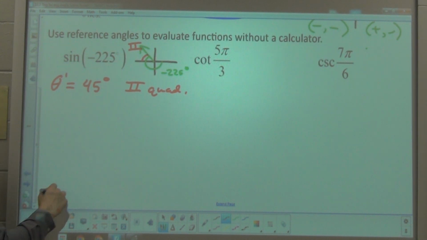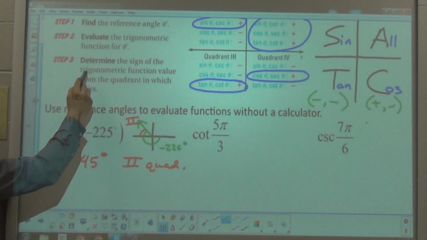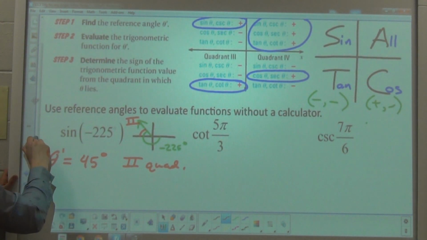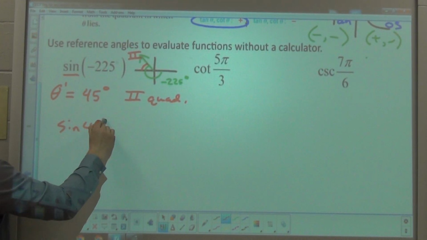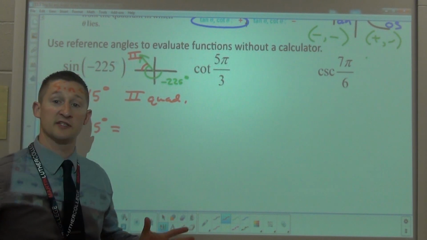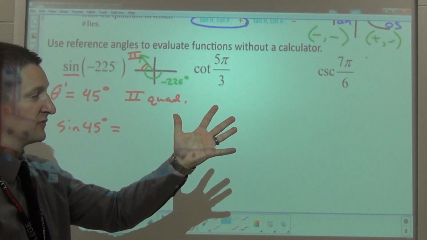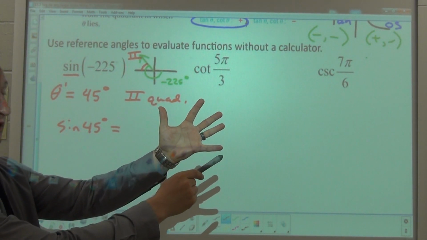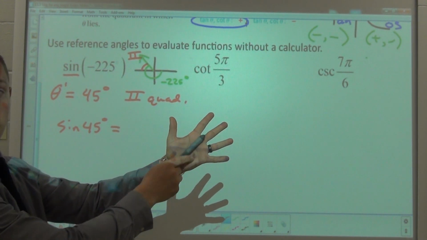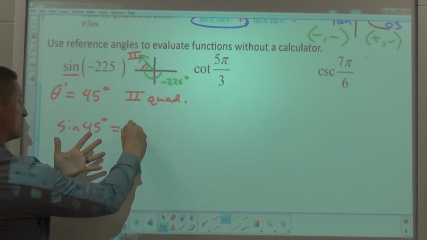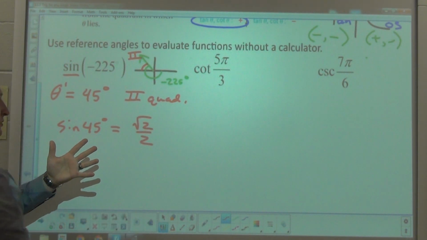So the next thing I do is evaluate the trig function for theta prime, meaning I'm going to evaluate the sine of 45 degrees, which is easy to do because I've got the hand trick that helps me out here. So the sine of 45 degrees, when we count 0, 1, 2, 3, 4, well, 2 is right here, that's 45 degrees. So sine of 45 must be the square root of 2 over 2.